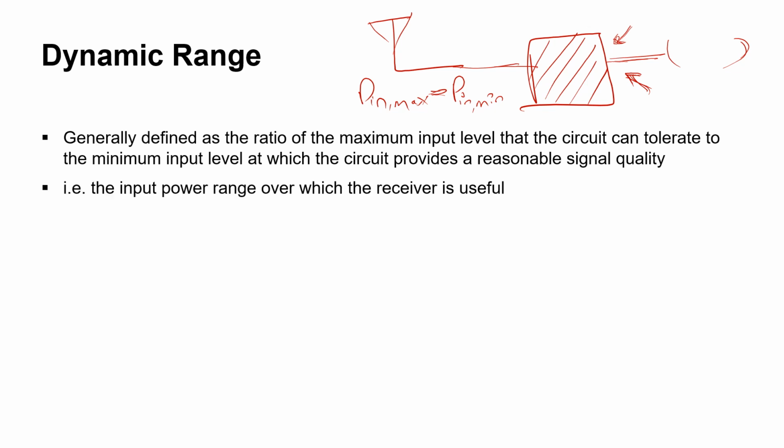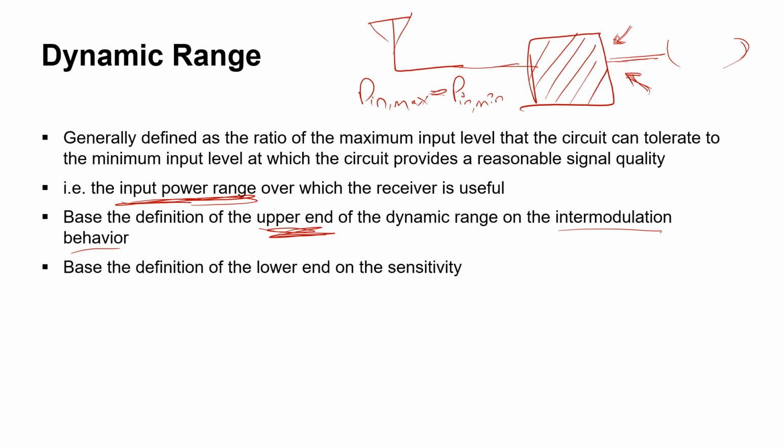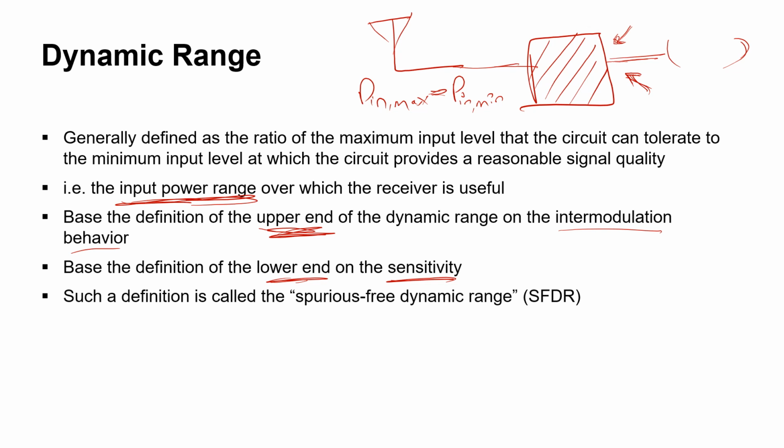So the input power range over which the receiver is useful. Yeah, this is a very good definition, that the input power range over which the receiver is useful is actually the dynamic range. So base the definition of the upper end of the dynamic range on the intermodulation behavior, and base the definition of the lower end on sensitivity. So the upper end is defined by intermodulation behavior, and the lower end is defined by receiver sensitivity. Such a definition is called spurious free dynamic range.